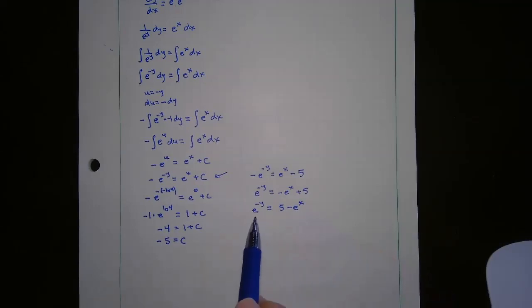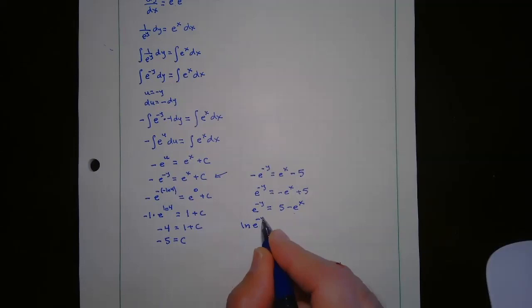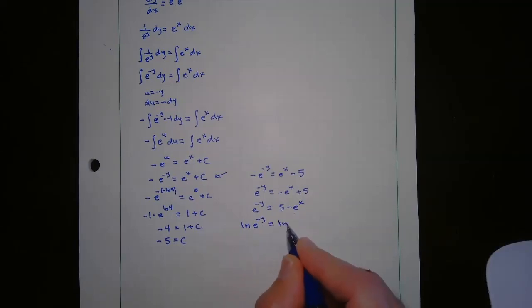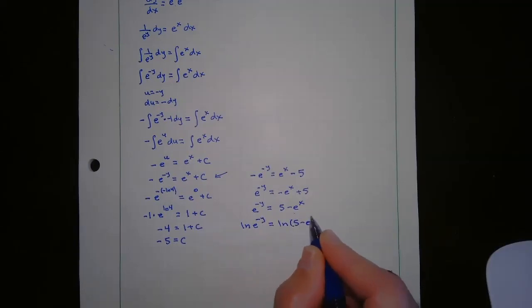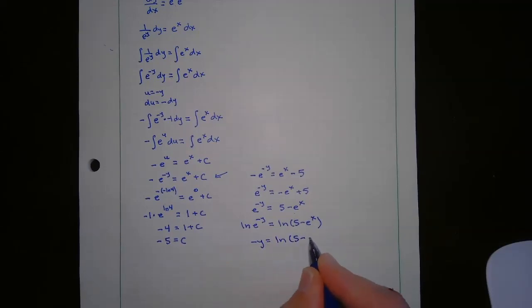And then what I'm going to do is take the natural log of both sides, okay? So this becomes the natural log of e to the negative y is equal to the natural log of 5 minus e to the x, okay? And then these are going to undo each other, so you're going to be left with negative y is equal to the natural log of 5 minus e to the x. And then what you're going to do next is multiply both sides by negative 1, and you'll have what y is. Okay, so y is equal to negative the natural log of 5 minus e to the x.